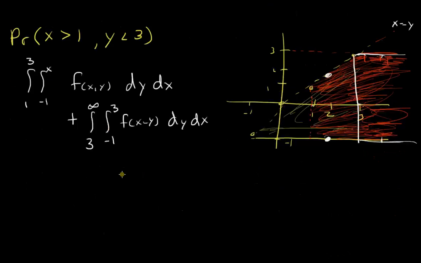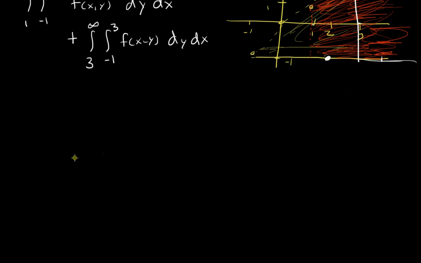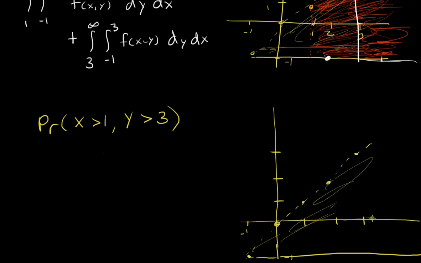Okay. Let me go ahead and do one more. Say I want to find the probability that x is greater than 1 and y is greater than 3. Always start with drawing your original support. So -1, -1, 1, 2, 3, 1, 2, 3. Okay, so this is my original support down here.